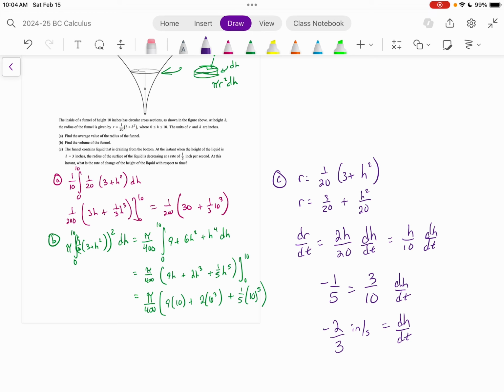Takeaway here, average value, important. Cross-sectional areas, important. Related rates, always important.